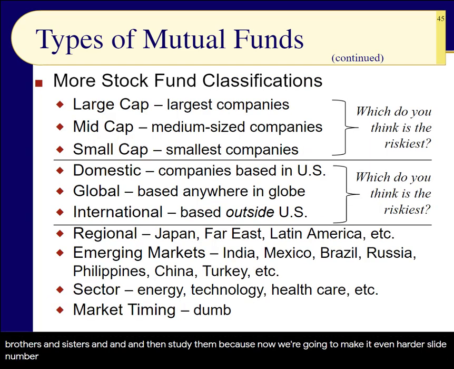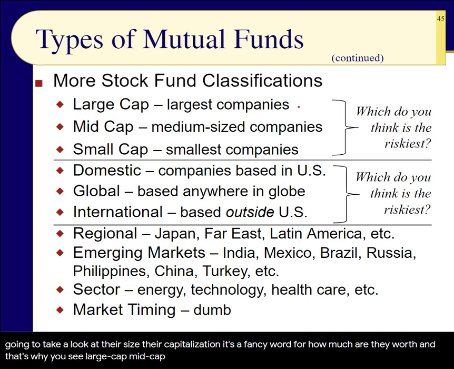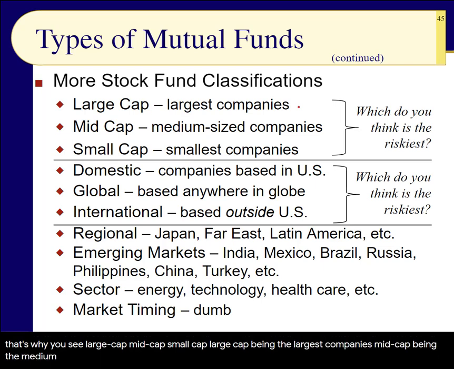Slide number 45. Now we are going to overlay 2 other categories on top of the stock mutual funds. We're going to take a look at their size, their capitalization, which is a fancy word for how much they're worth. And that's why you see large cap, mid cap, small cap. Large cap being the largest companies, mid cap being the medium-sized companies, and of course, small cap.